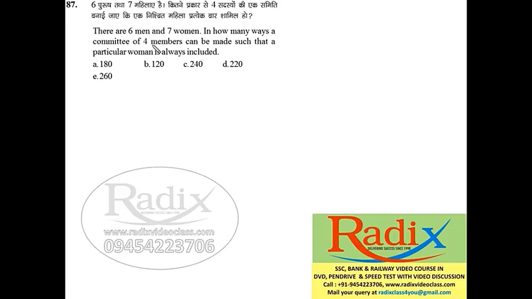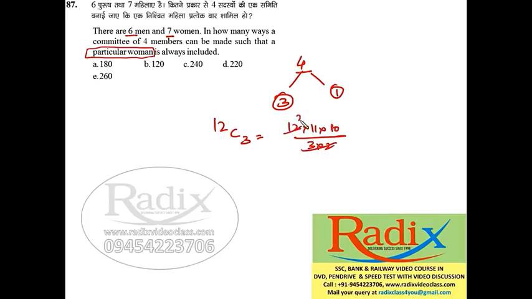There are 6 men and 7 women. In how many ways a committee of 4 members can be made such that a particular woman is always included? See, only condition given for particular woman. So it means out of 4, a woman is always selected. So we have to select 3 person out of 6 plus 6 women, because 1 woman is selected. So the answer would be 12C3, or it is 12 into 11 into 10 by 3 into 2. So this is 220. Answer is D option.